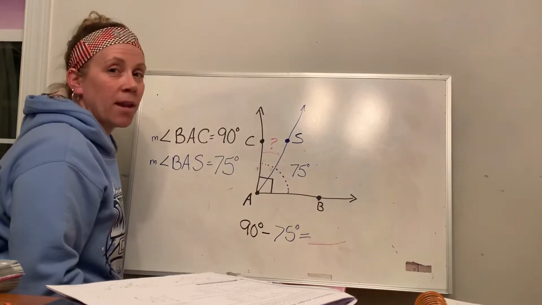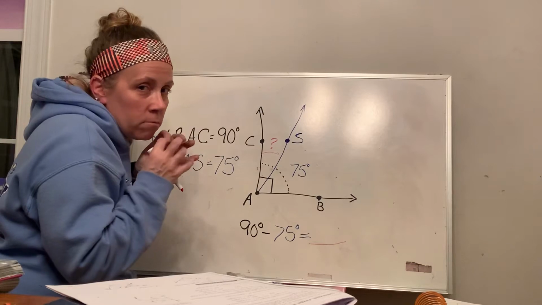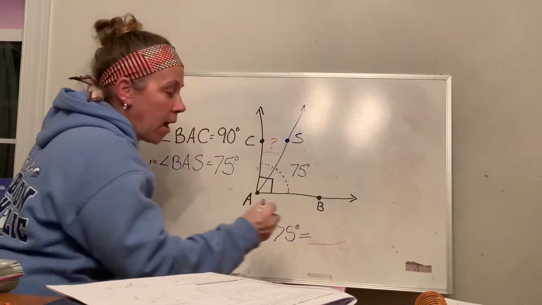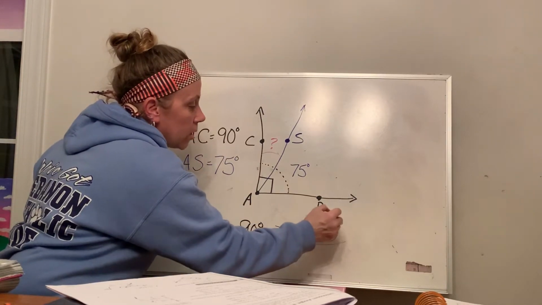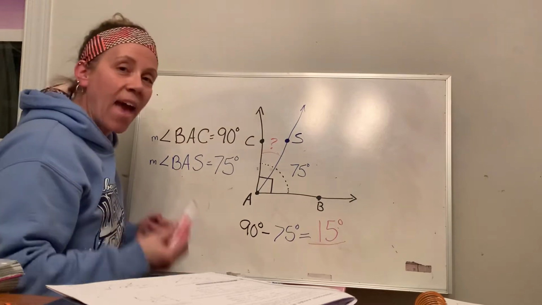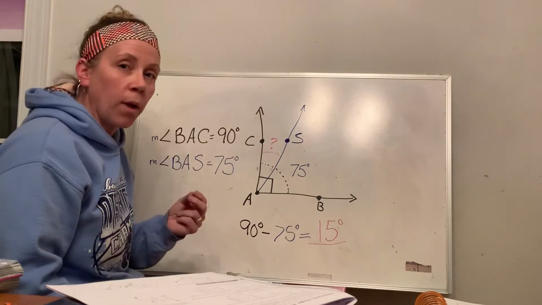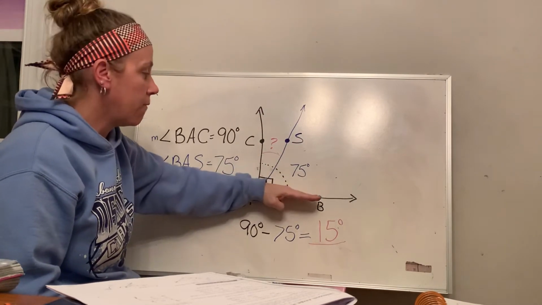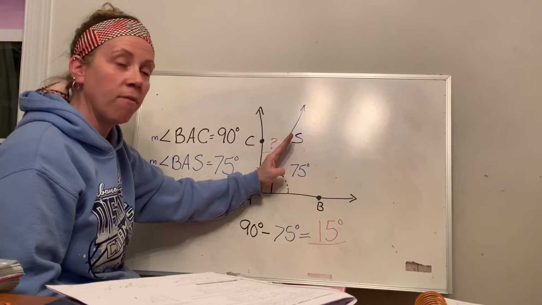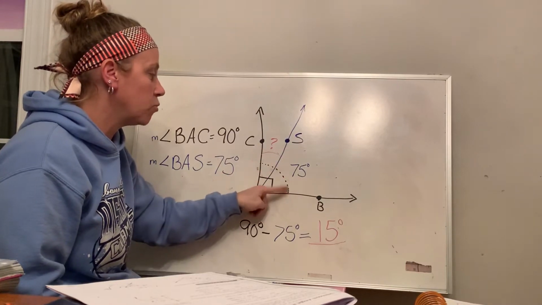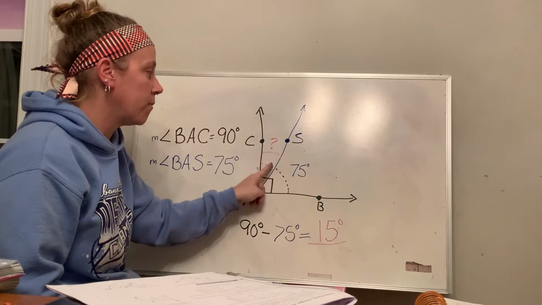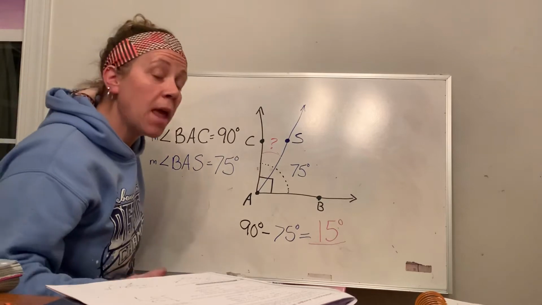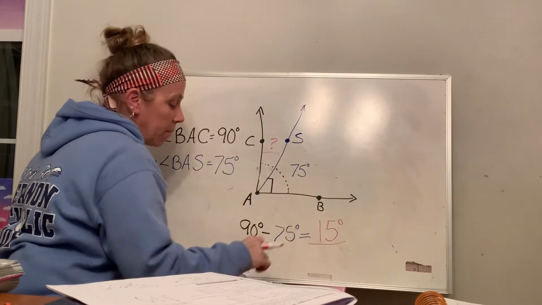So 90 minus 75, I'm going to figure it out. 90 minus 75, 15 degrees. So I found my missing measurement by knowing that here to here is 90 degrees. If I take this much and I know it's 75, then all I have to do is subtract the 90 minus the 75 to get my missing piece. That's the missing piece. I'm going to leave that there.